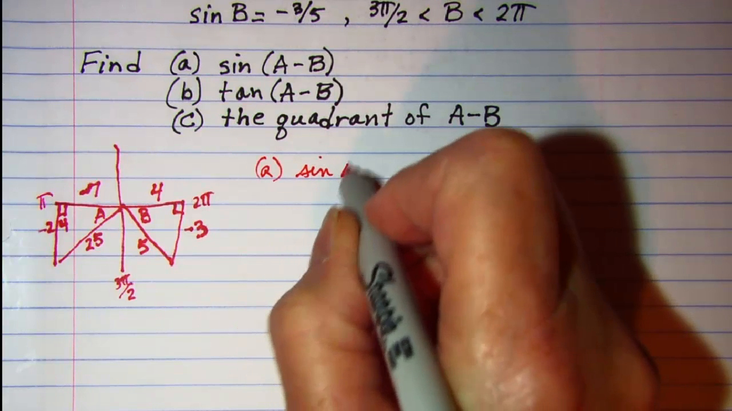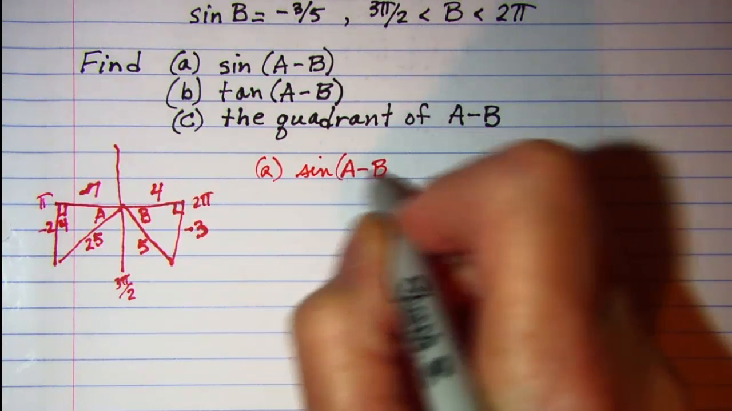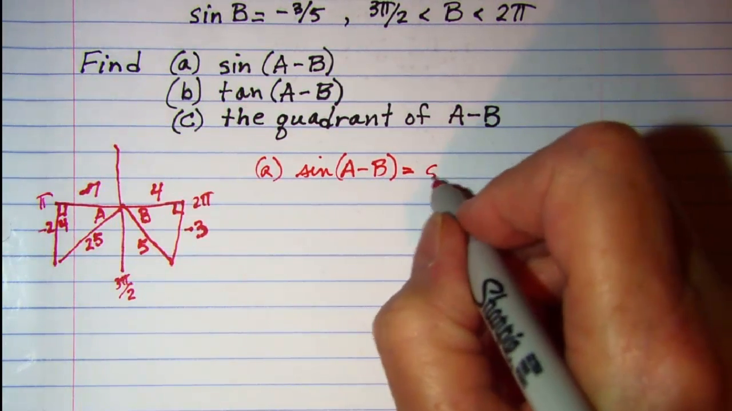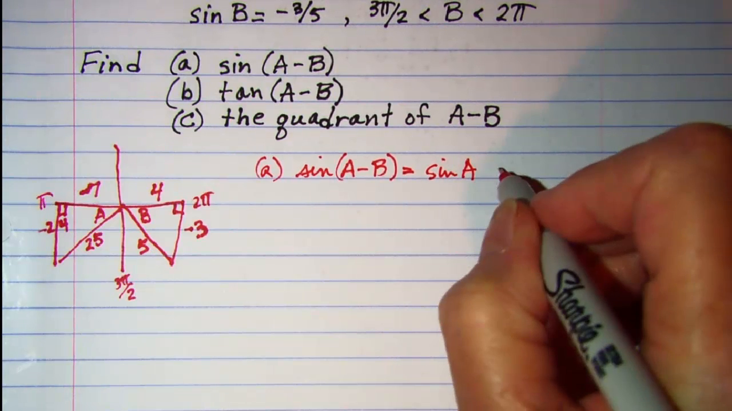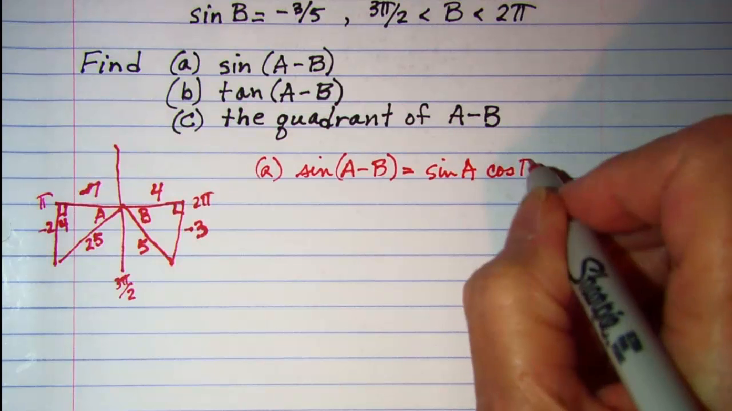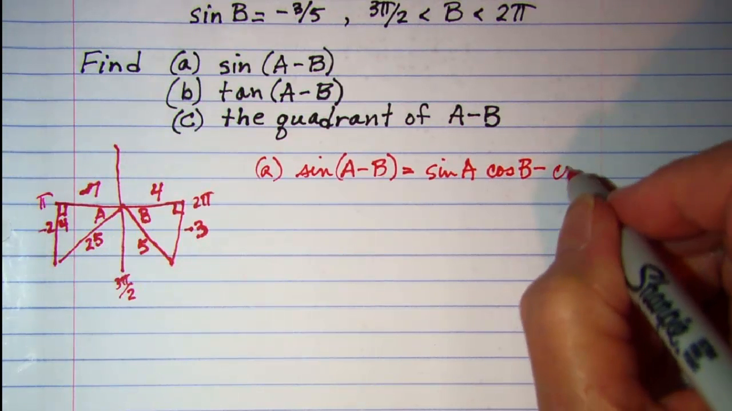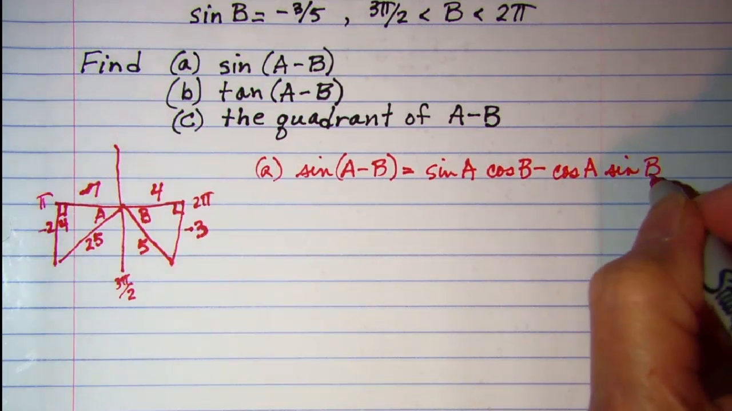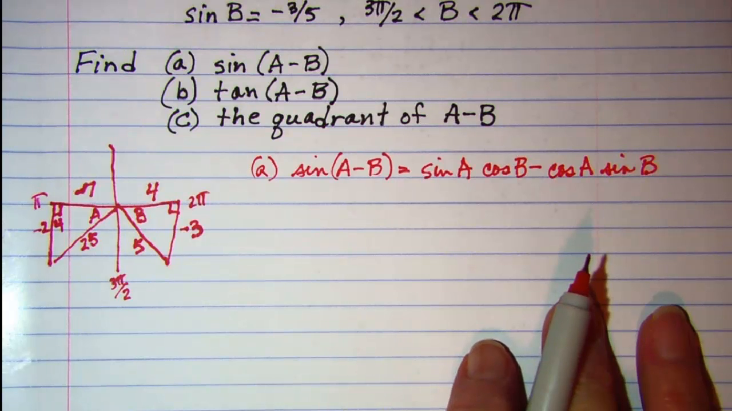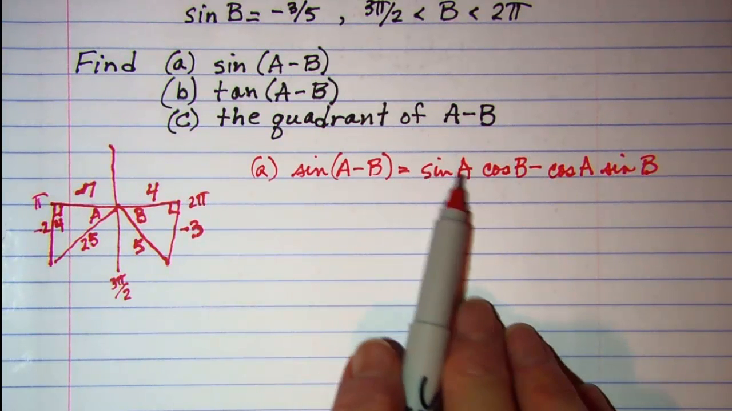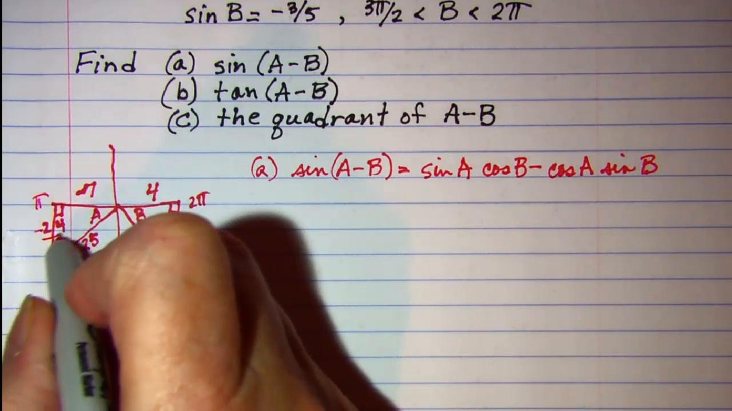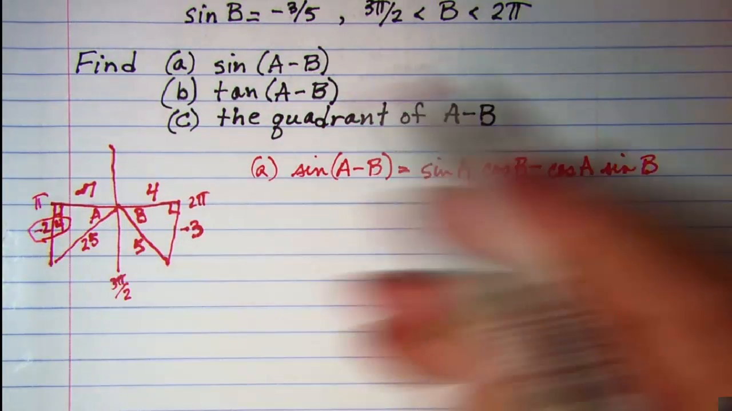Sine of A minus B, we know from our difference identity, is the sine of A cosine of B minus cosine of A sine of B. So we'll use our triangles. We need the sine of A. Sine is opposite over hypotenuse. So that'll be a negative 24/25.